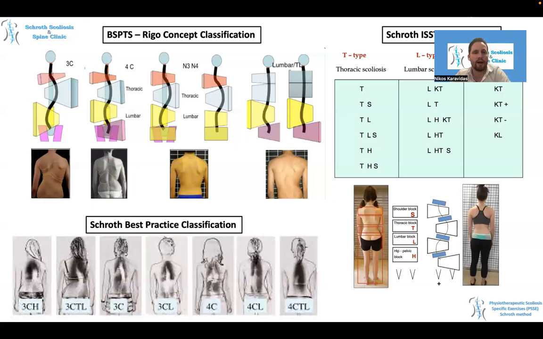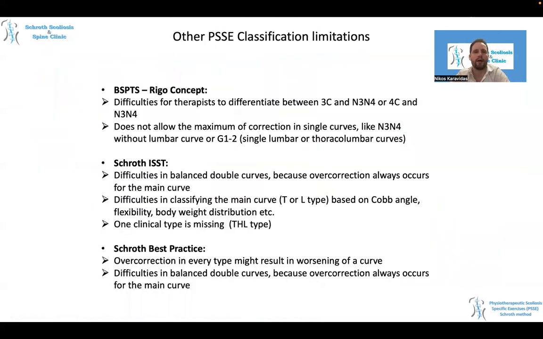All these schools try to treat the same condition, scoliosis, but they have their own way. So I'm not going to explain all this in depth, but I would like to comment a little bit on some of the limitations that came from these classifications. For BSPTS-Rigo Concept, many times there is a difficulty for the therapist to differentiate between 3C and non-3, non-4, or 4C and non-3, non-4. And the problem is that the approach for these curve types is completely different when we work with a 3C or 4C or non-3, non-4.